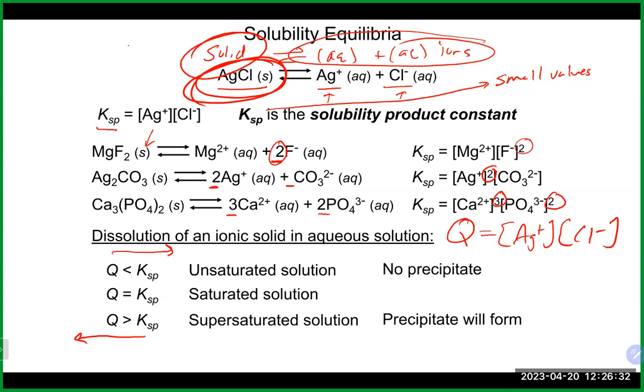I know that because I did that yesterday in an exam in a lab. I did actually knock it before I added anything, and all the solid just came out of the solution. So those are really good things to know. We use Q and K like we did before to help us understand whether or not we would expect to precipitate.